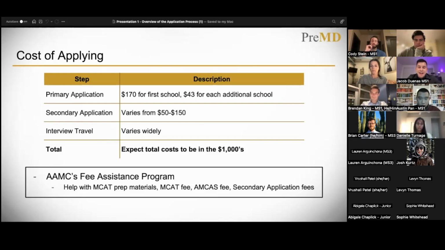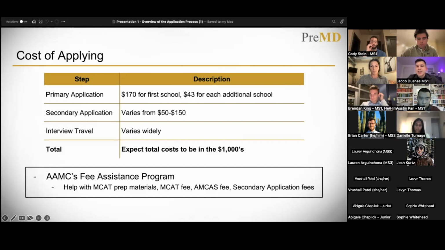And then again, another component of the financial part of this is interview travel. I know it's been a little bit different these last few years because of COVID, and a lot of medical schools were virtual, especially when I was applying, everything was virtual. And I know this application season, hearing from admissions and other med schools, a lot of the virtual format is currently still staying.